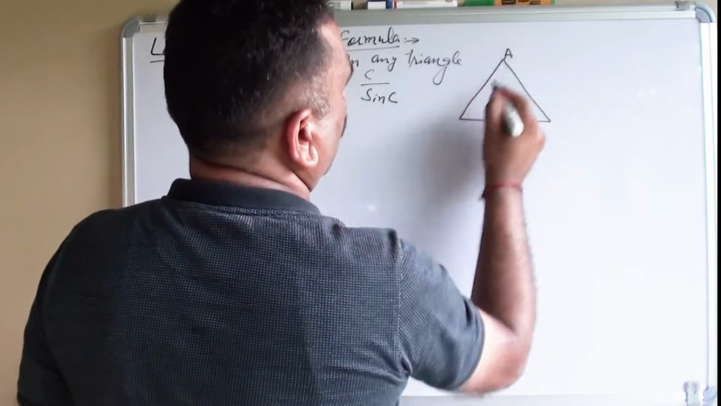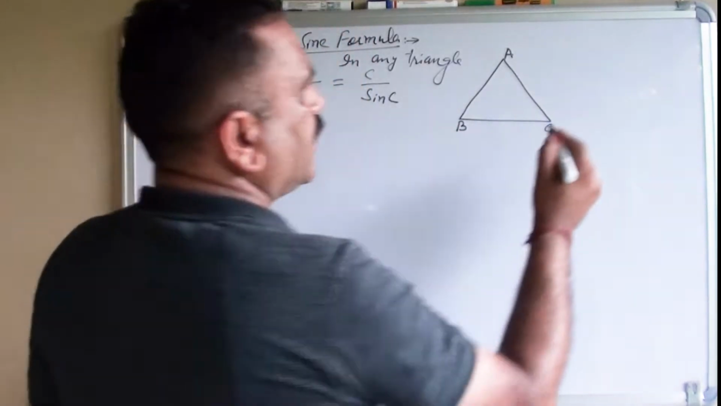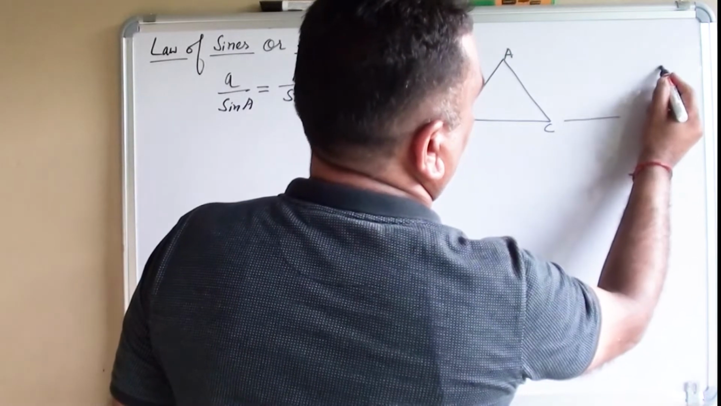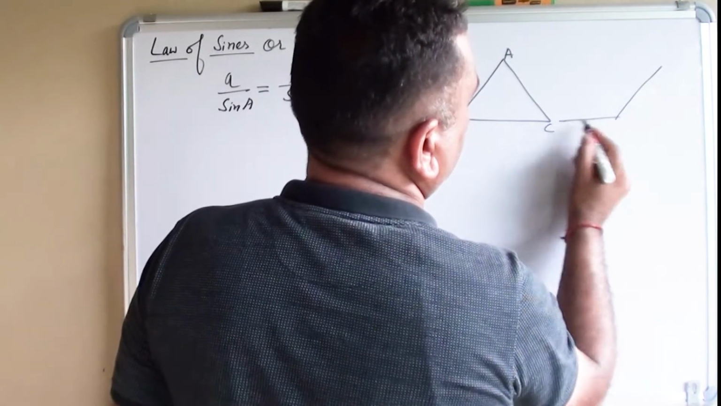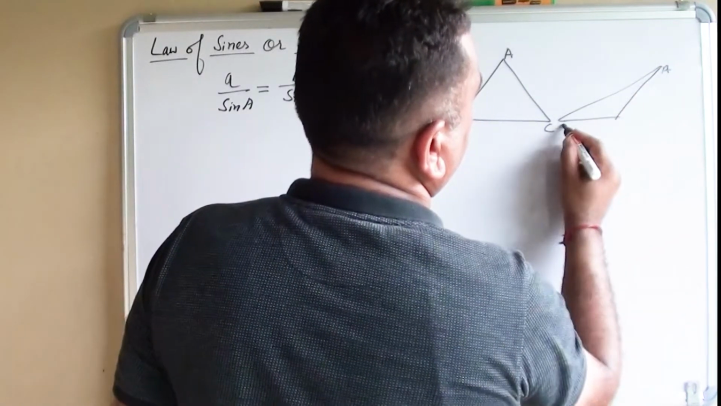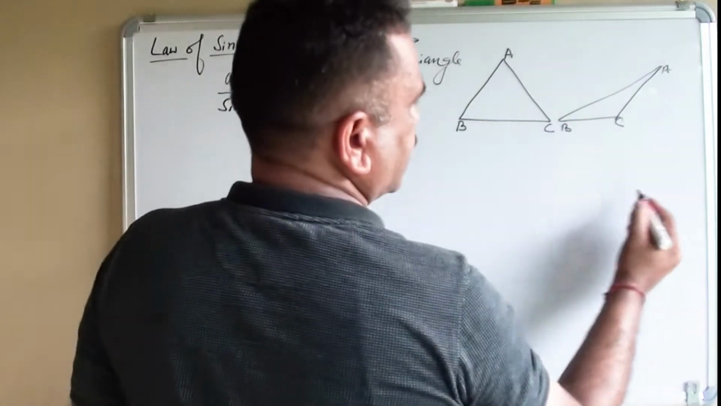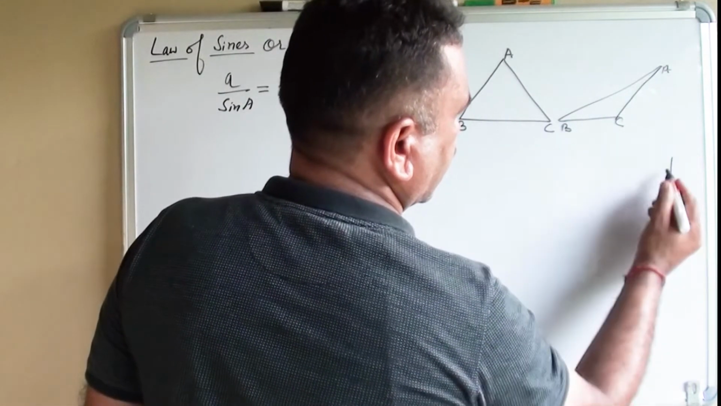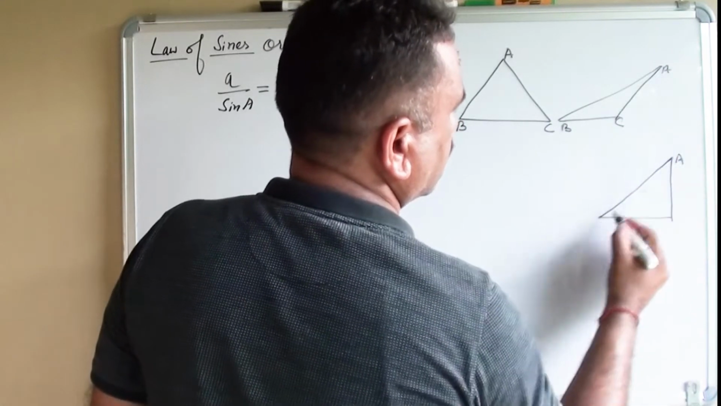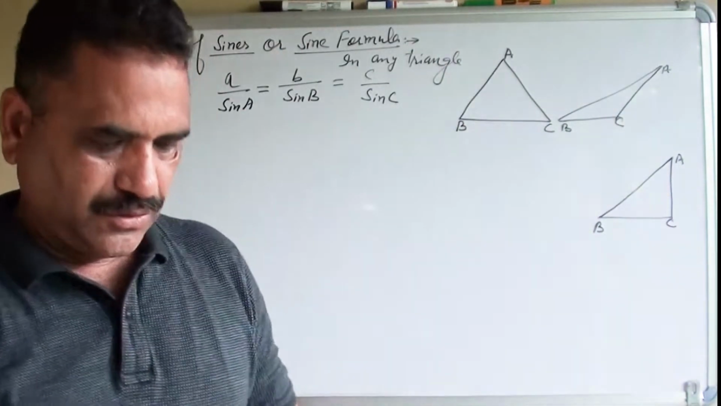A triangle whose all three angles are less than 90. Second case, obtuse angle triangle, that is ABC. And third, right angle triangle, a triangle whose one angle is 90.